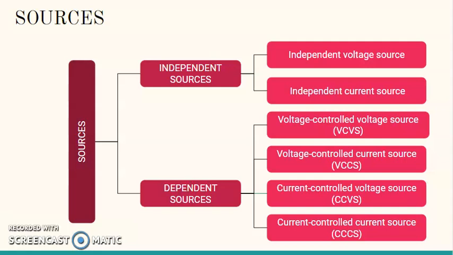Based on that, these are further subdivided. The independent sources can be an independent voltage source and an independent current source. The voltage source will give you the output in the form of voltage, whereas the independent current source will give you the output in the form of current. Now, the dependent sources are divided into four categories based on which factor is controlling them and what the output of that source is. So they are voltage controlled voltage source, voltage controlled current source, current controlled voltage source and current controlled current source. Let us see each of them in detail.